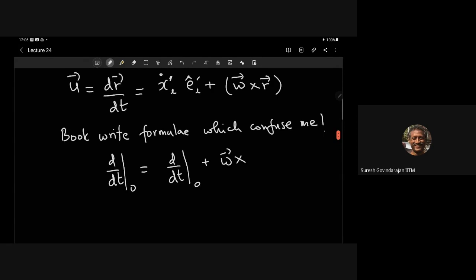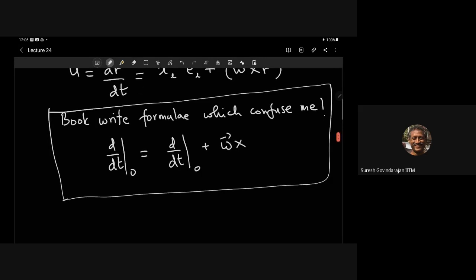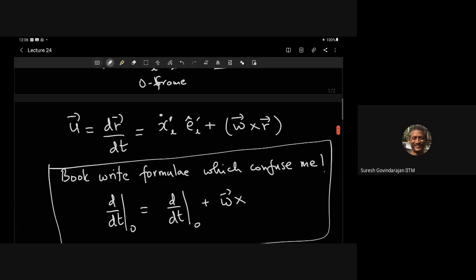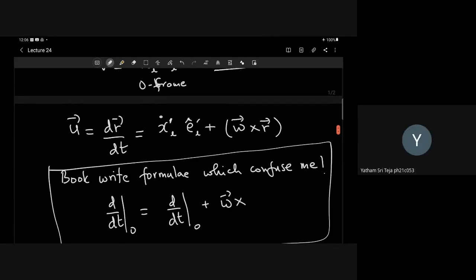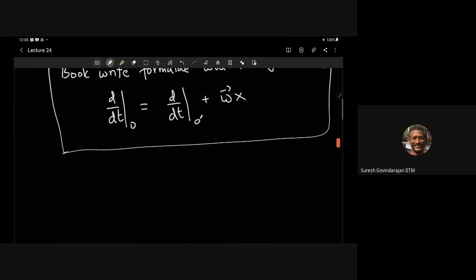I just want to warn you about this danger. You're going to ask me to explain this? I won't, because I'm not wasting my time understanding that. So there should be an O prime. What should be there? d by dt in O prime. Okay. Thank you.